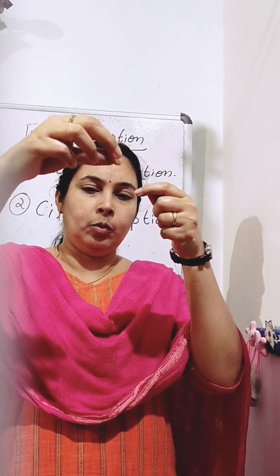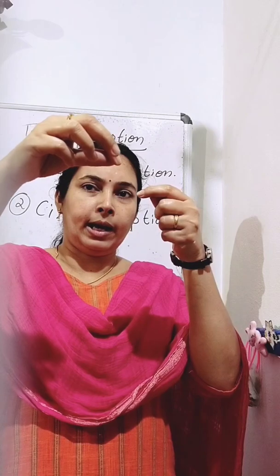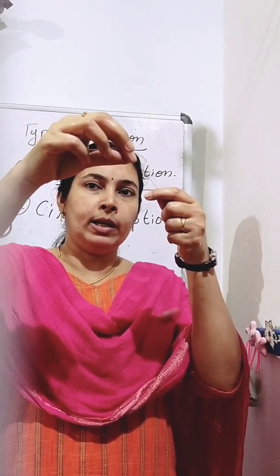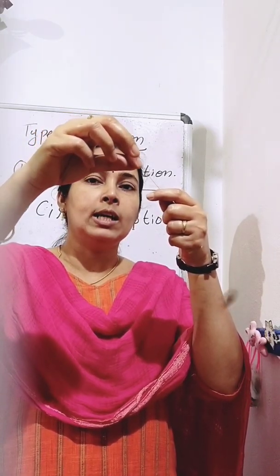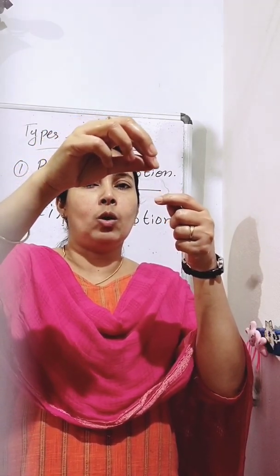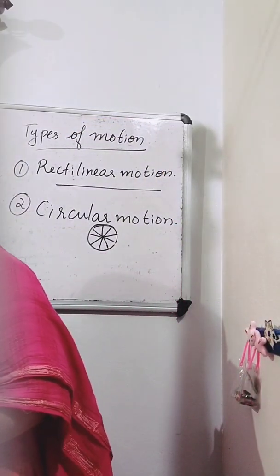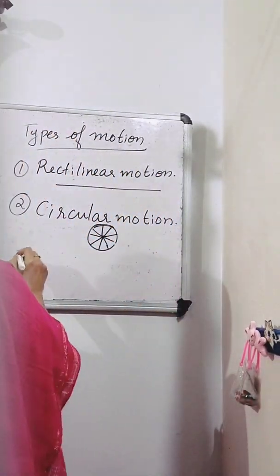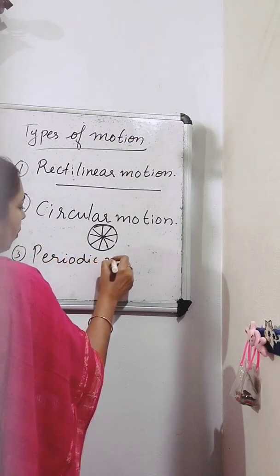So you look at the movement of the stone. It is moving to front and back at the same interval of time. So this is moving like a pendulum. Here the stone is repeating its motion at the same interval of time, and this type of motion is called periodic motion. So if the object is repeating its motion at the same interval of time, that type of motion is called periodic motion.